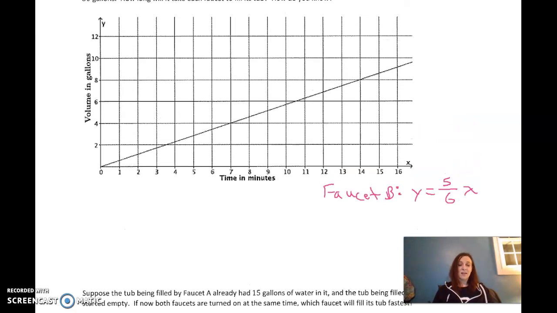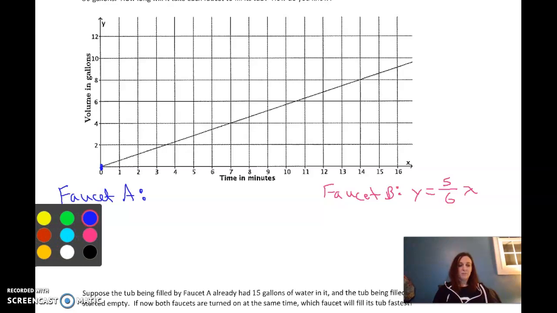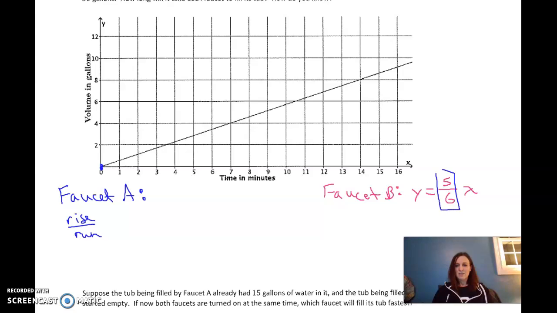This is the y-axis, it's gallons, and time in minutes, right? So we can figure out the slope of this just using rise over run. We're doing faucet A right here. Remember over here, this 5/6 is our slope. We just wrote an equation: every minute that goes by, we multiply by 5/6.